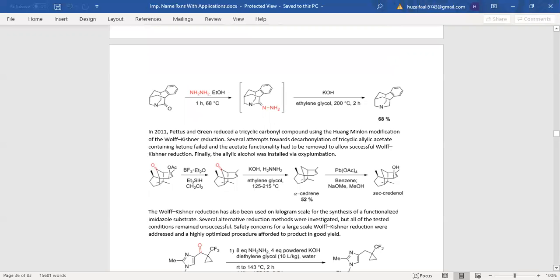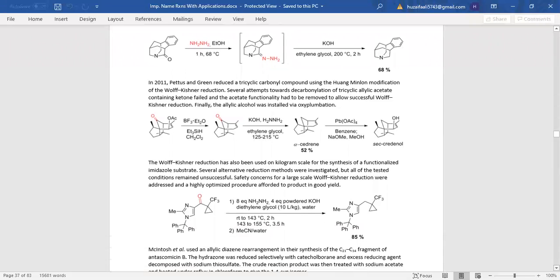In 2011, Peters and Green reduced a tricyclic carbonyl compound using the Huang-Minlon modification of the Wolff-Kishner reduction. Several attempts toward deoxygenation of the tricyclic allylic acetate containing ketone failed, and the acetate functionality had to be removed to allow successful Wolff-Kishner reduction. Finally, the allylic alcohol was installed via oxymercuration.